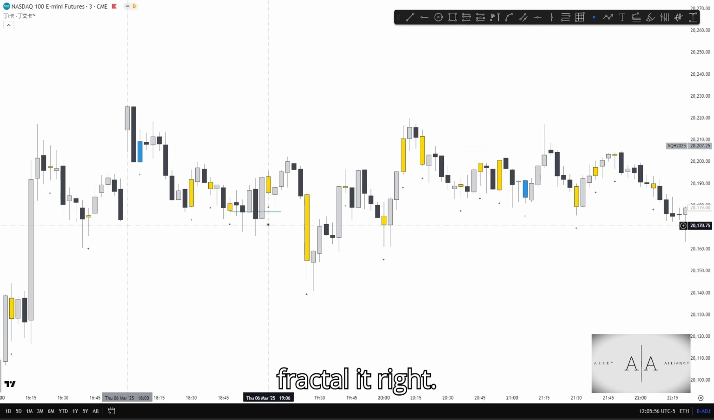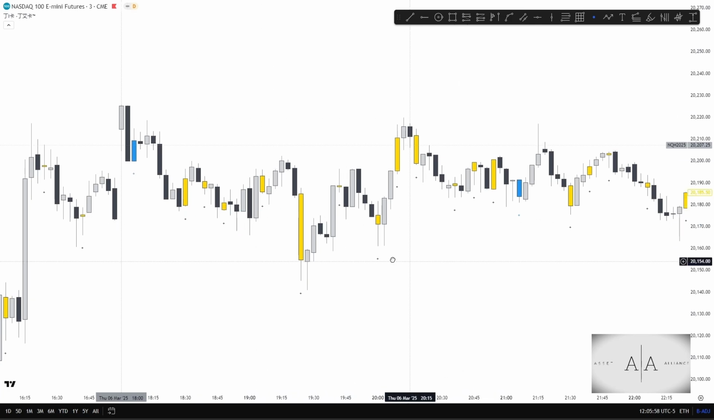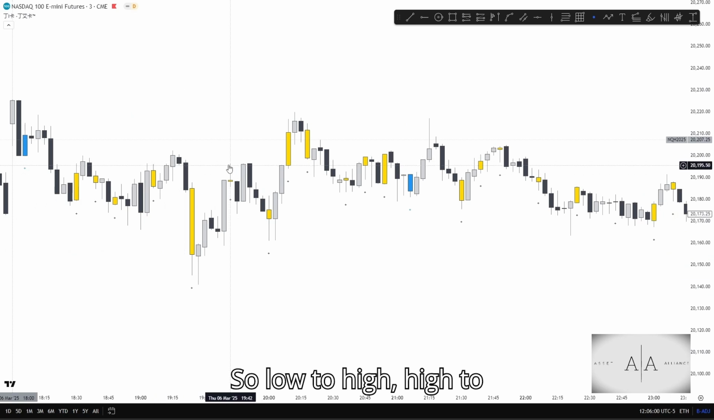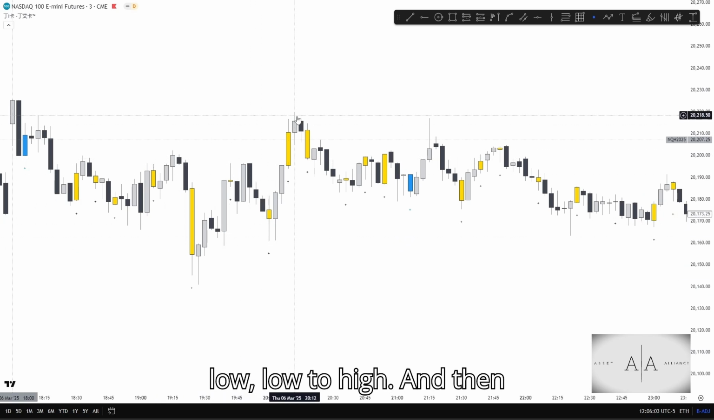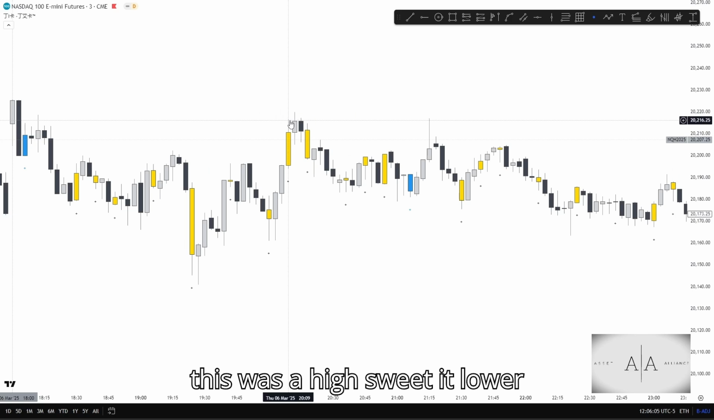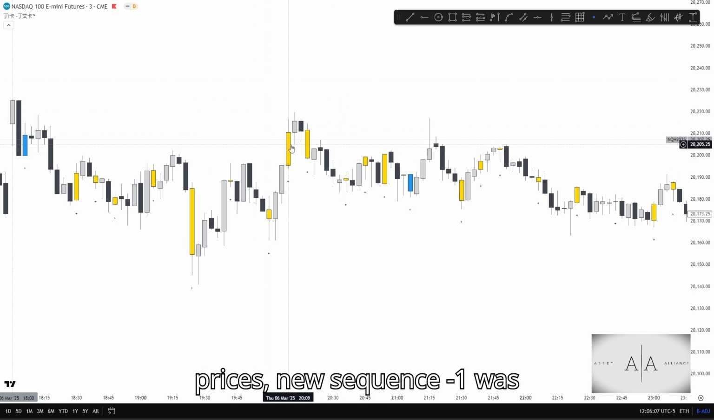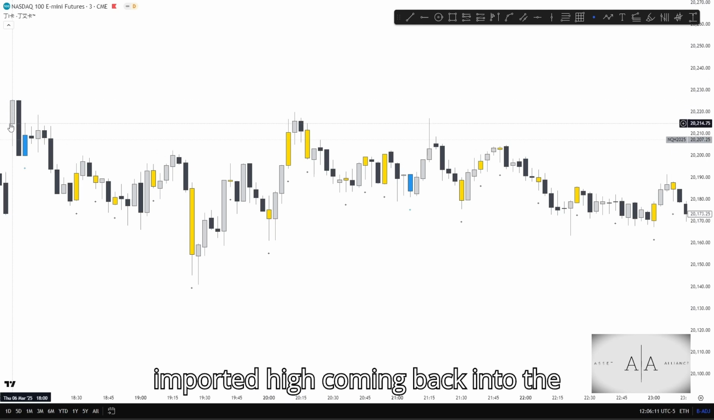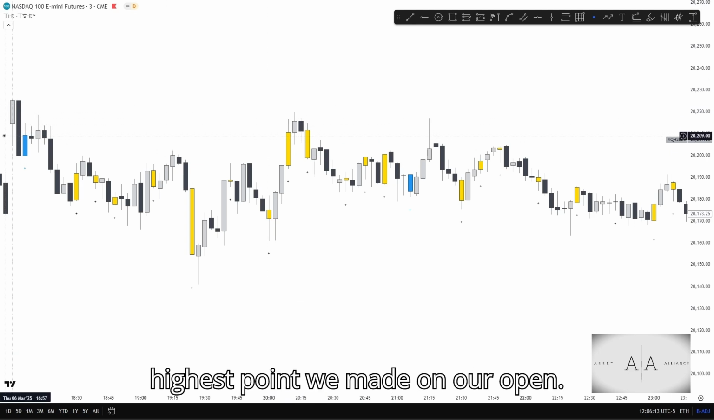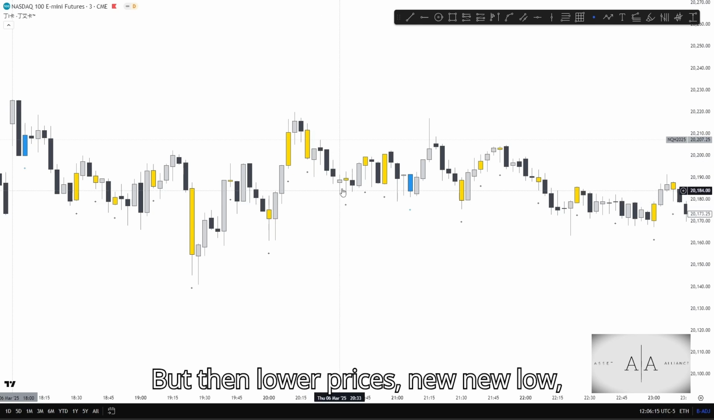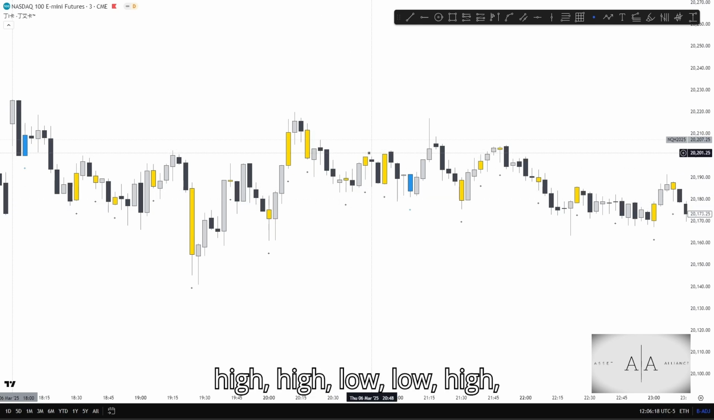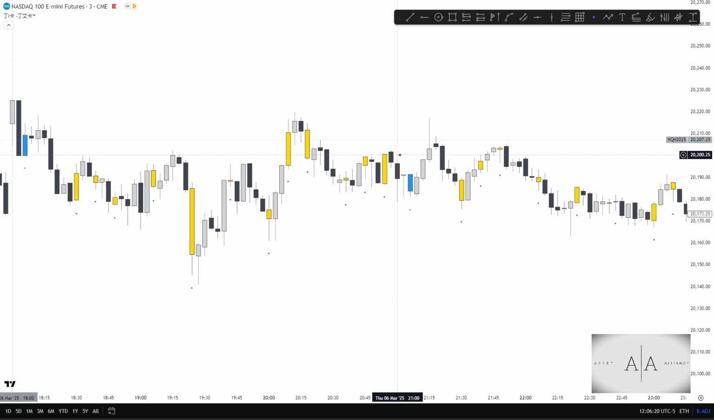But again, you gotta fractal it, right? So low to high, high to low, low to high. And then this was a high, swept it, lower prices, new sequence, -1 was your important high, coming back into the highest point we made on our open, but then lower prices. New low, high, high, low, low, high, high, low.